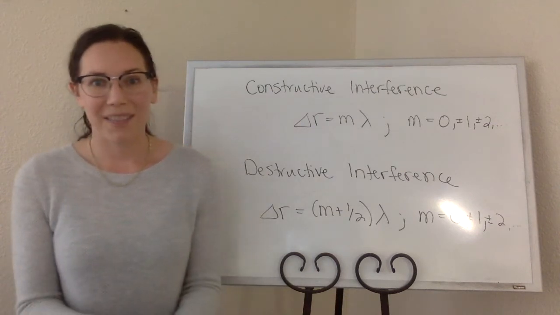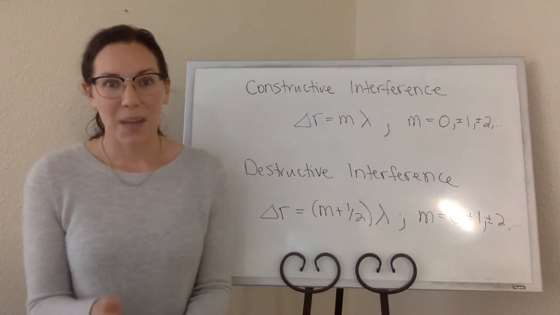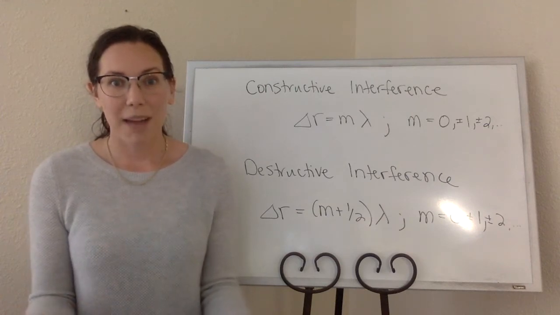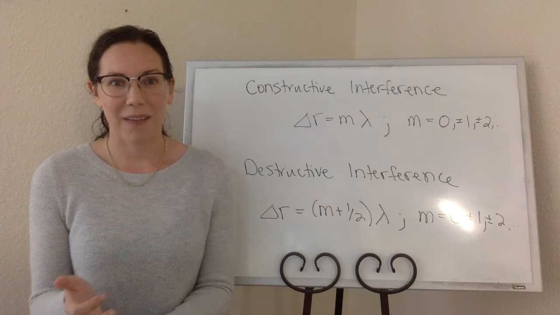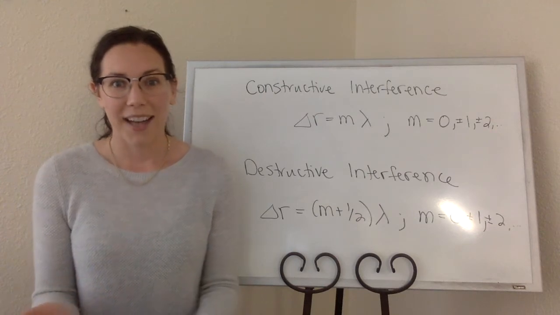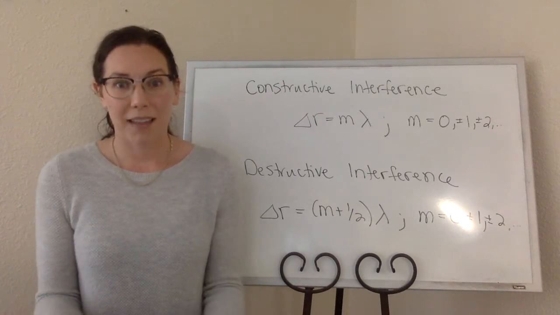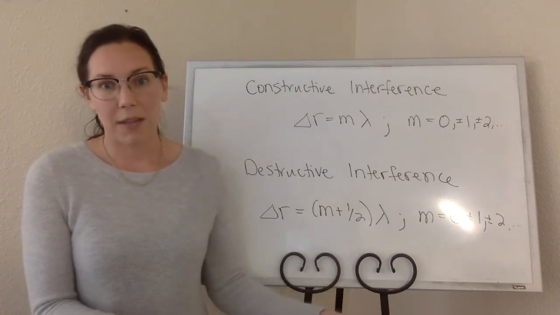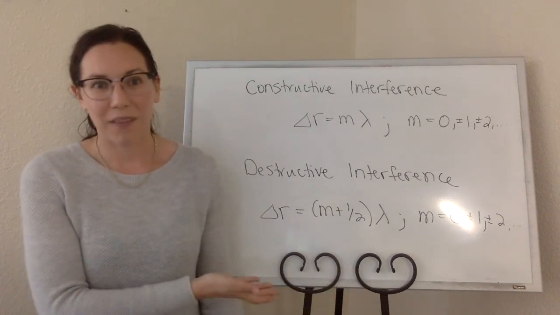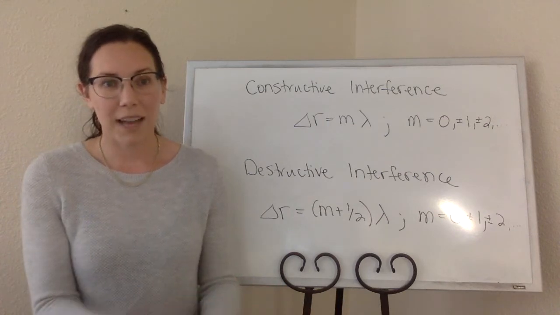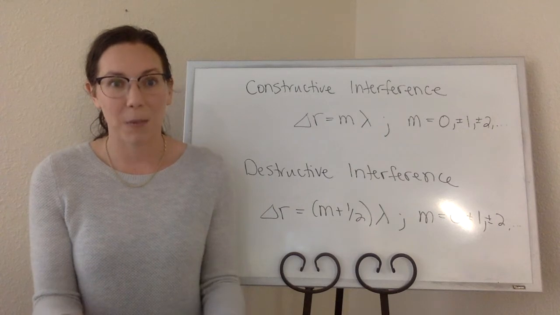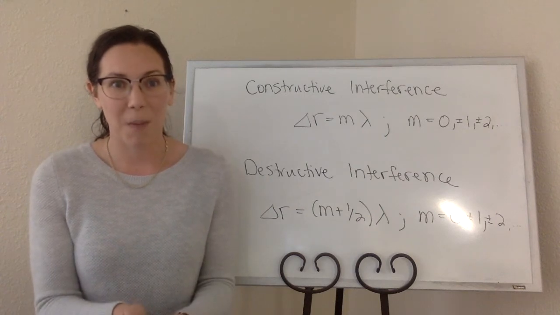Similarly, for points of destructive interference, we have delta R equals (m plus a half) lambda. So our maximum destructive interference will occur at points where the waves meet with a path difference of a half wavelength. So m again is the same integer, and this time we're getting that half wavelength difference. And this will cancel completely if the amplitudes of the waves are the same. In that case, we'll have a zero displacement at that point.